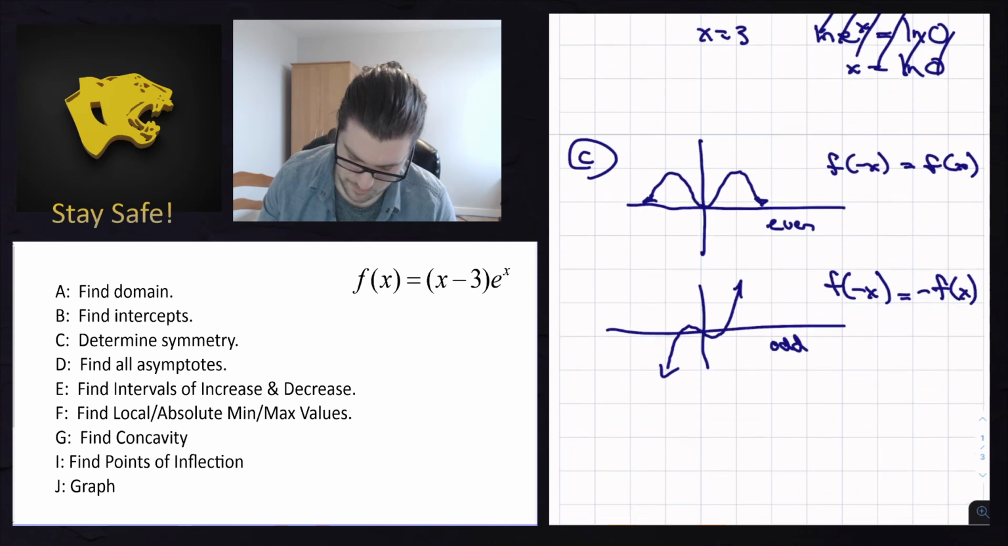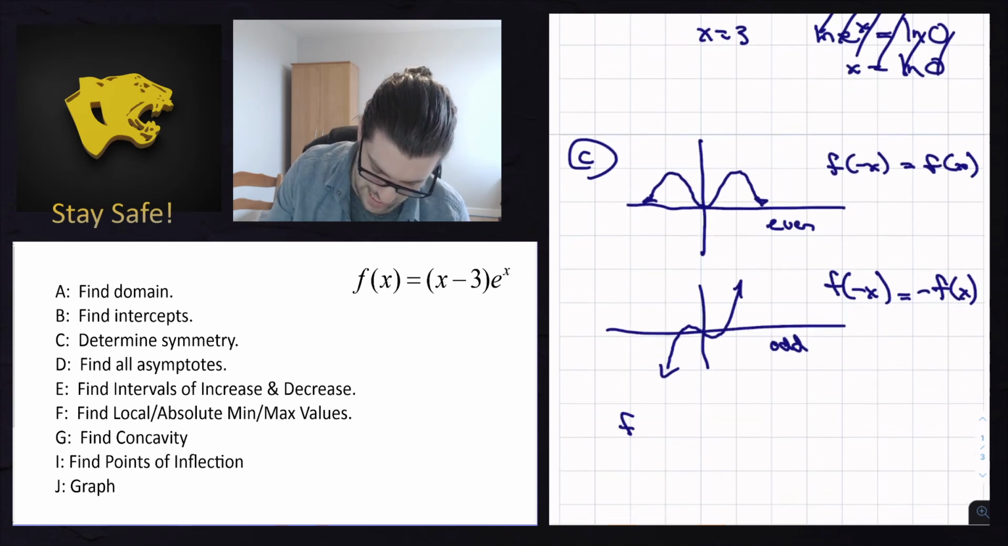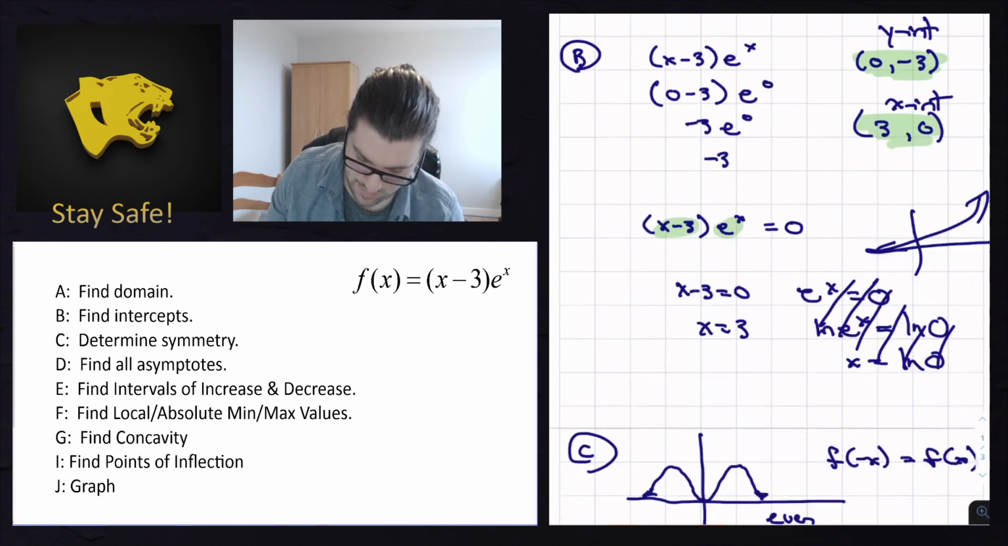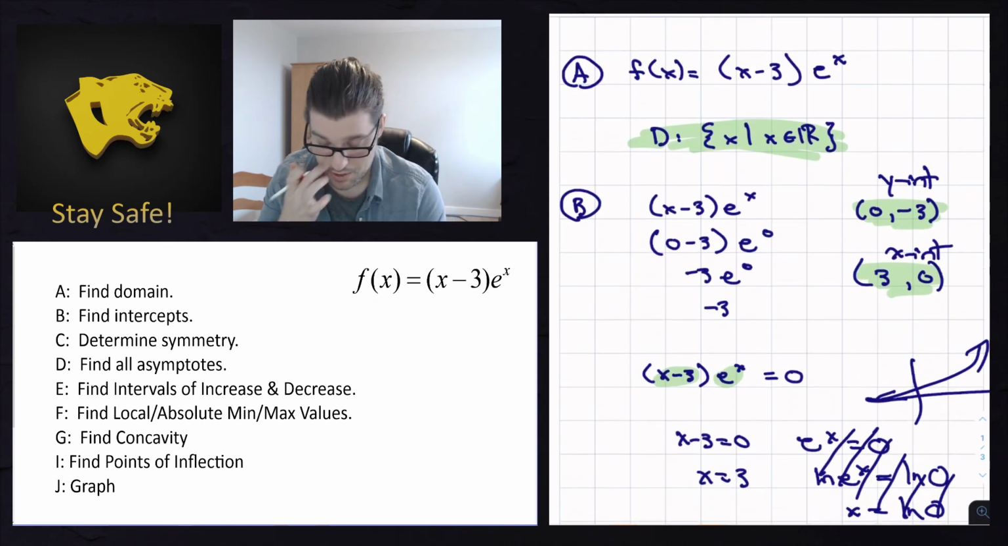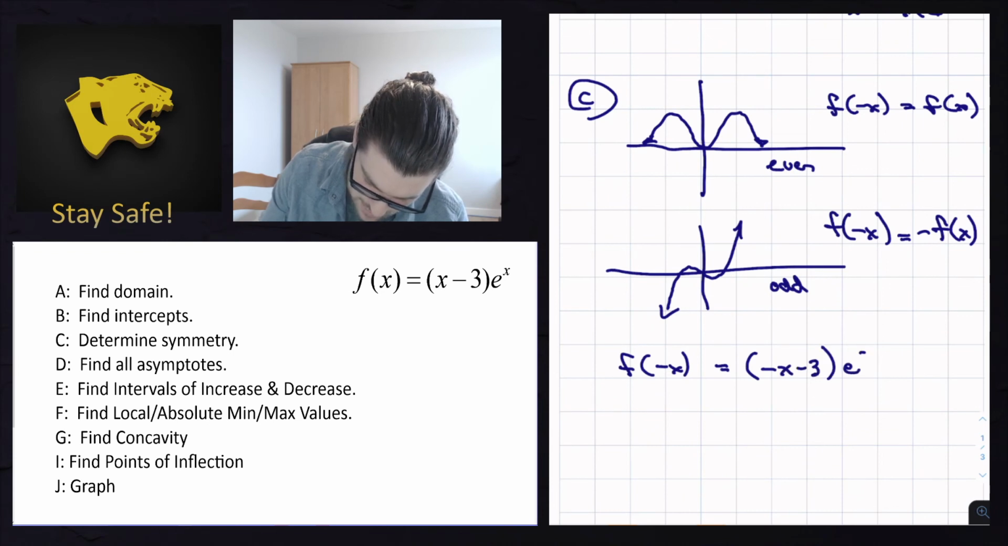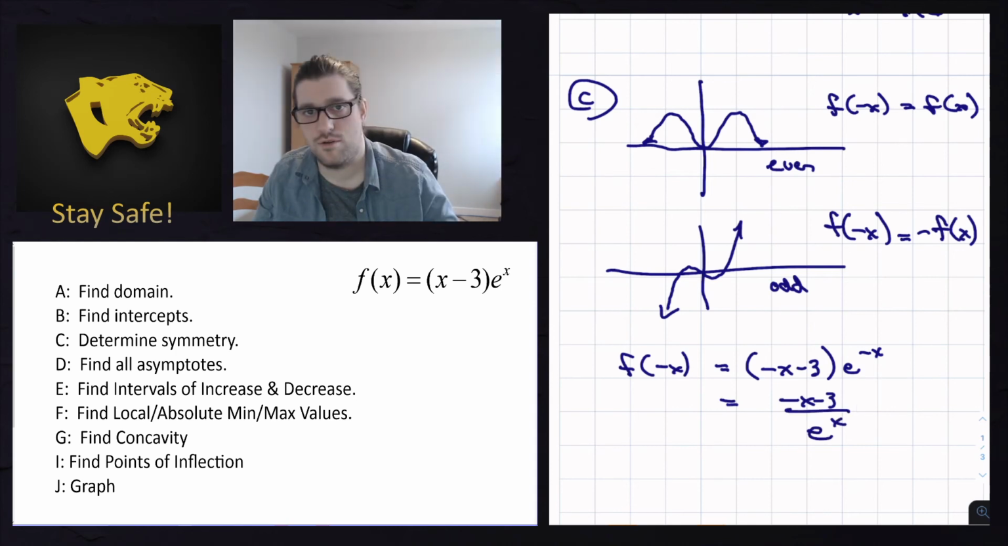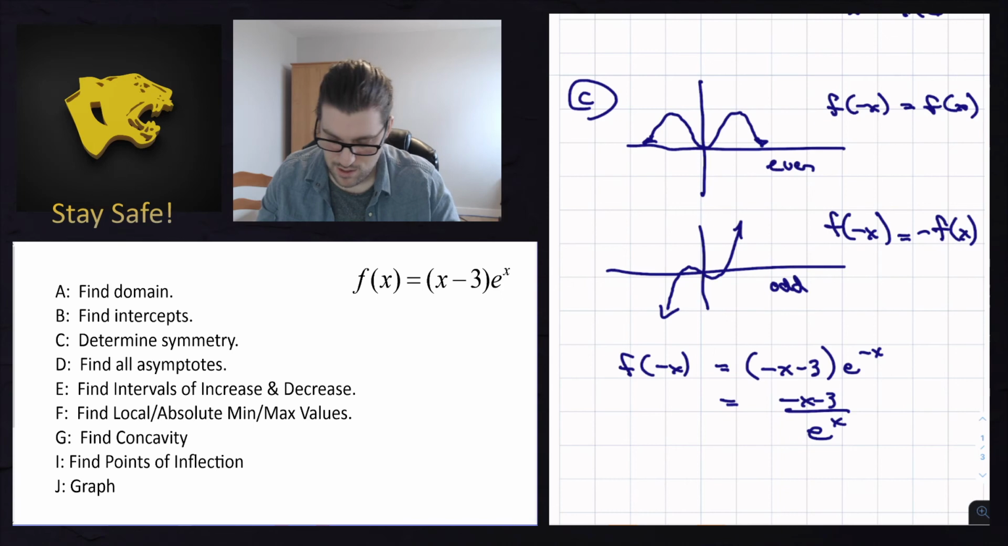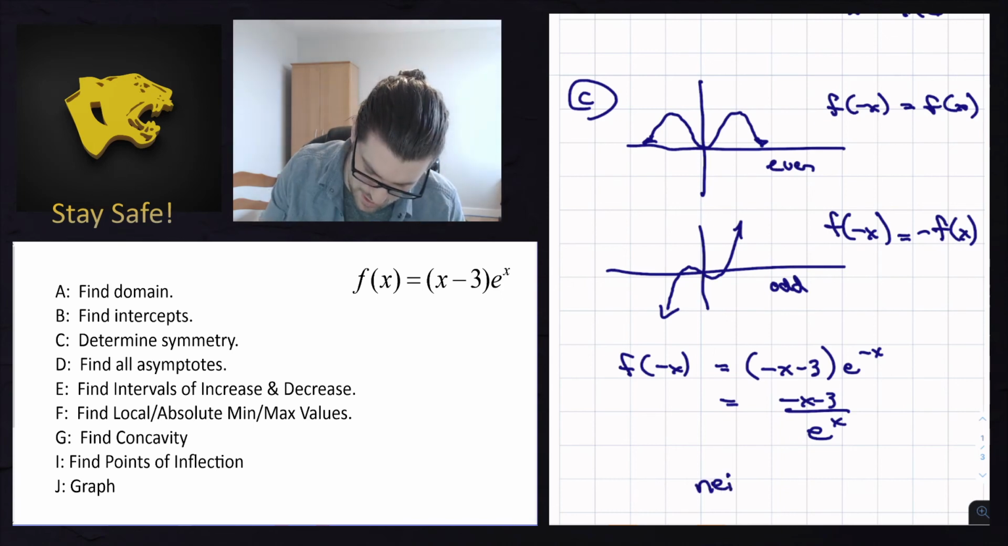So what we're going to do is take our actual f function that we have in this question, which is x minus 3 e to the x, and we put a negative into it. So that's going to be negative x minus 3 e to the negative x, which really looks nothing like the original or the opposite sign of the original. So this is going to have what we call neither even nor odd symmetry.